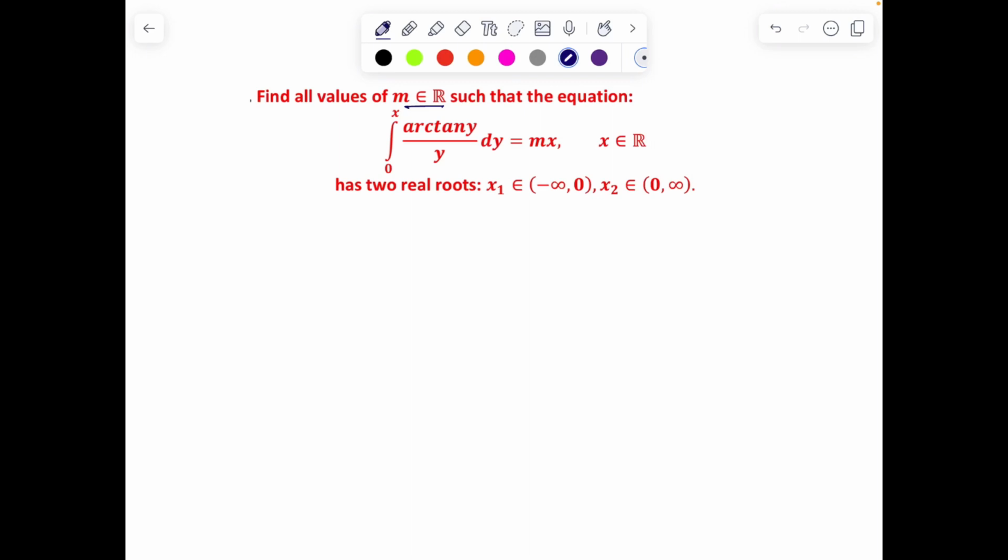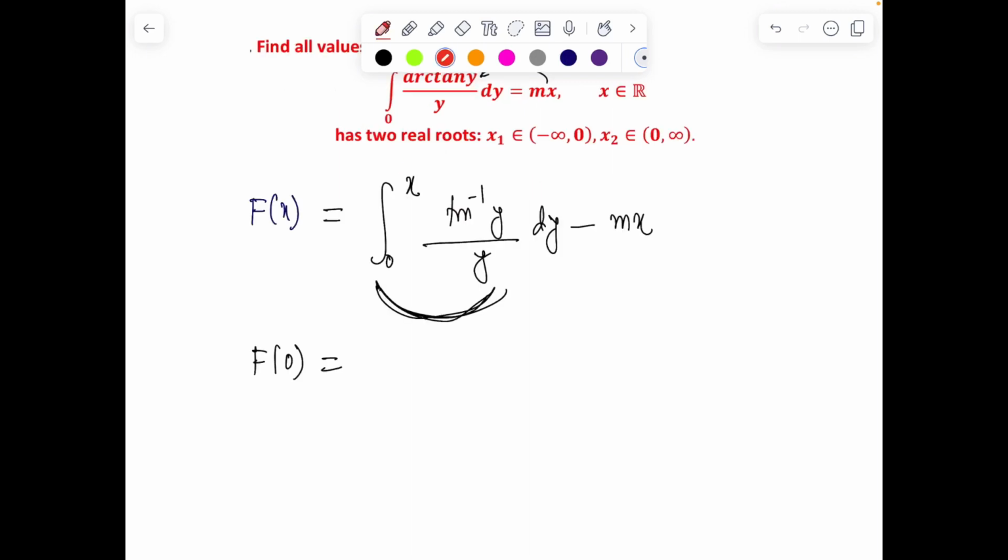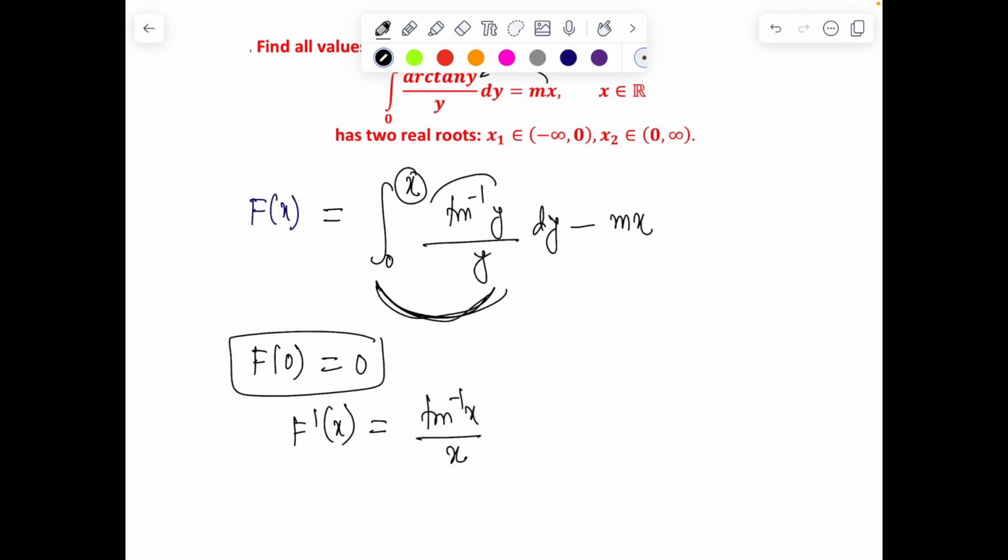And here we go. We have to find all this as a function of x. So the function of x is tan inverse x minus mx. f of 0 is quite easy to find because it is 0 minus 0. So f of 0 is 0. Now to analyze the function f of x at 0, we'll get 0 by 0, so that is indeterminate, in fact not defined.